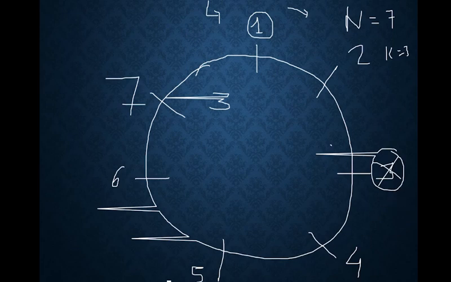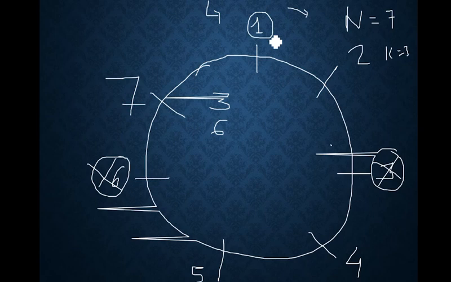Now from 3, who is the next third person? We have to skip 4 and 5, k minus 1 persons, so 3 minus 1, that is 2. So I skip 4 and 5 and the next third person, k value is 3, is 6. So we have to kill 6. From 6, who is the next third person?